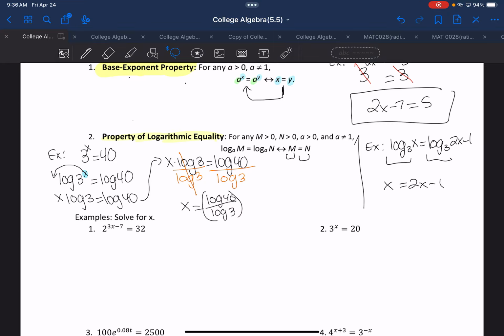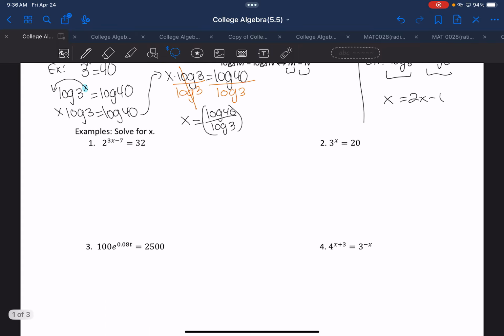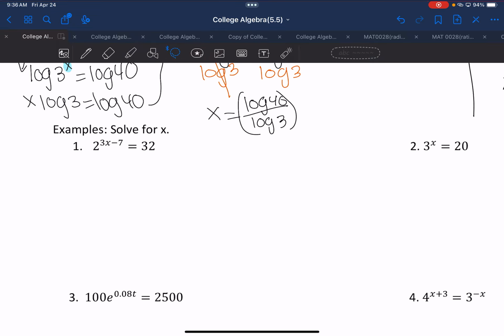Okay. All right, so first example is 2 to the 3x minus 7 power equals 32.